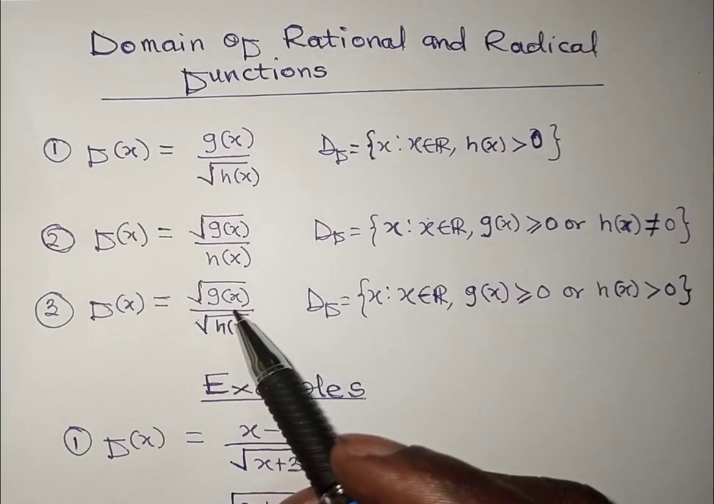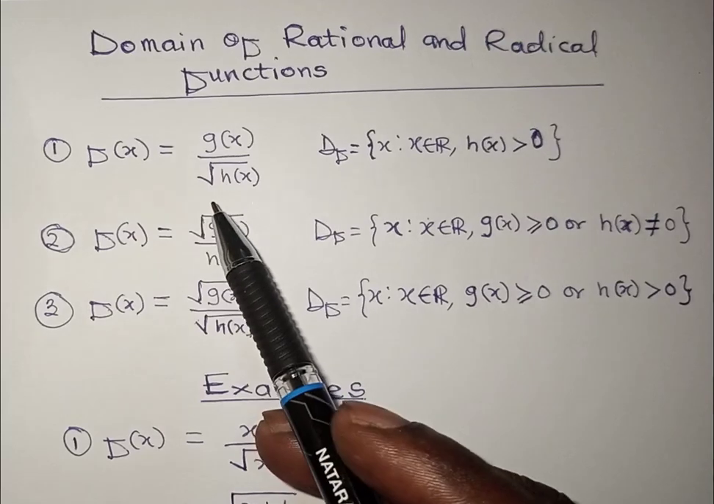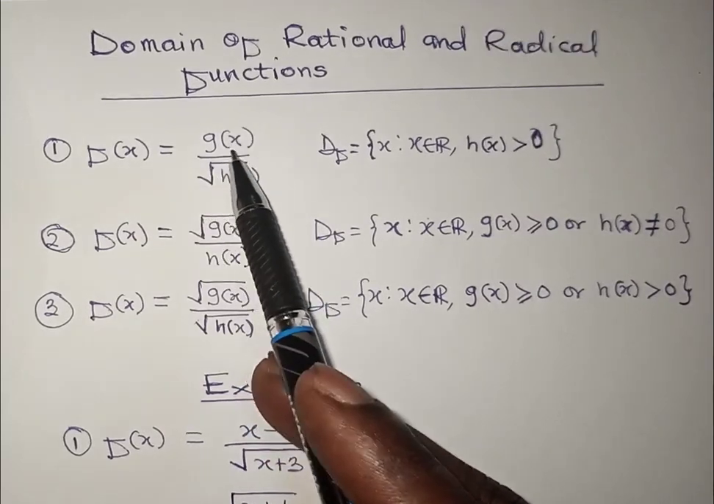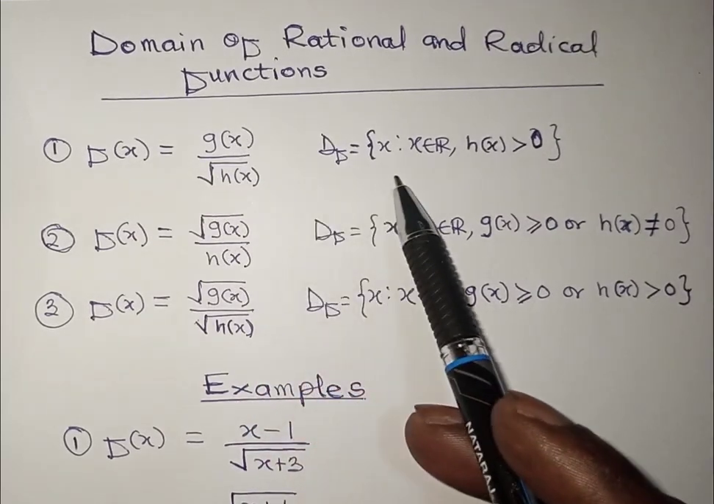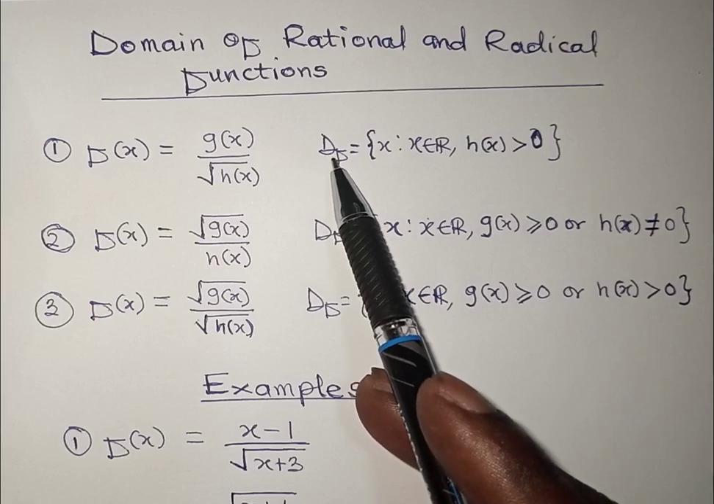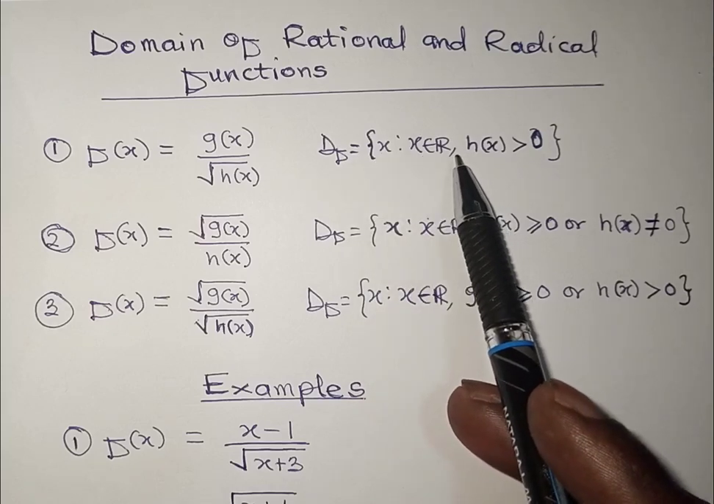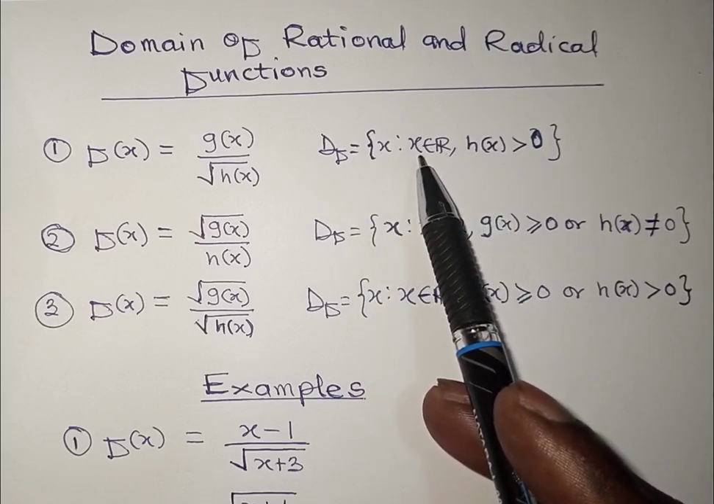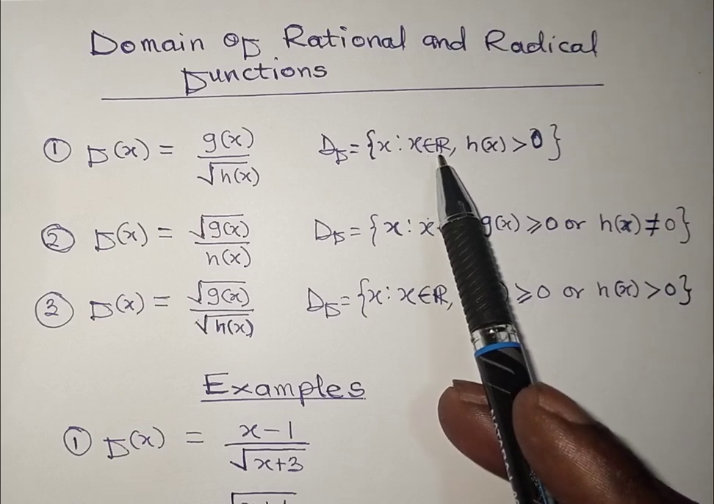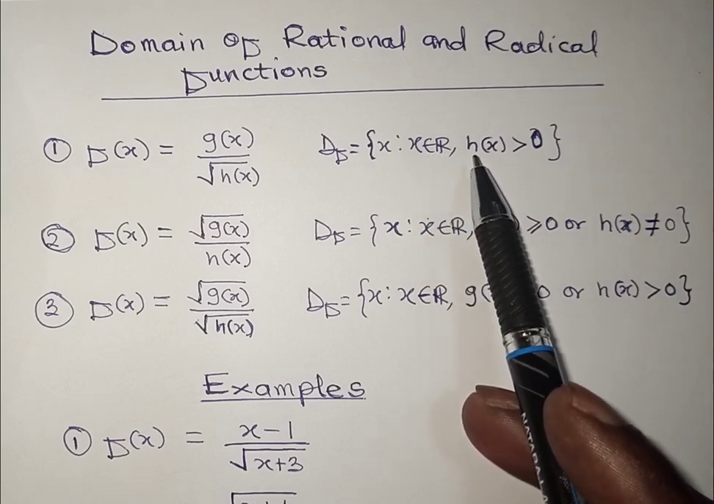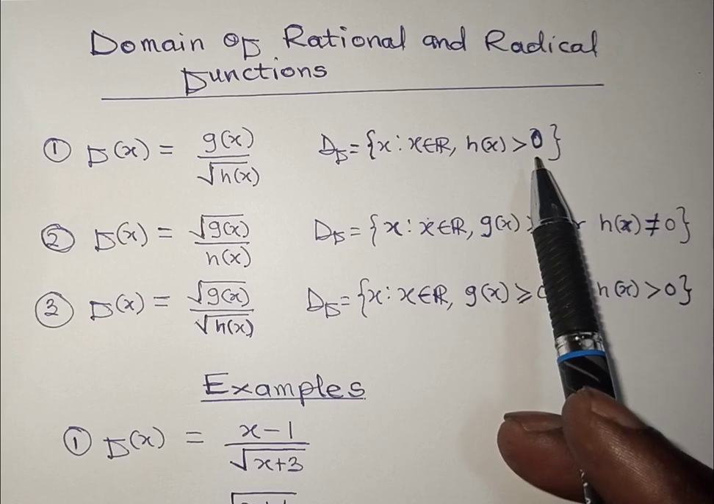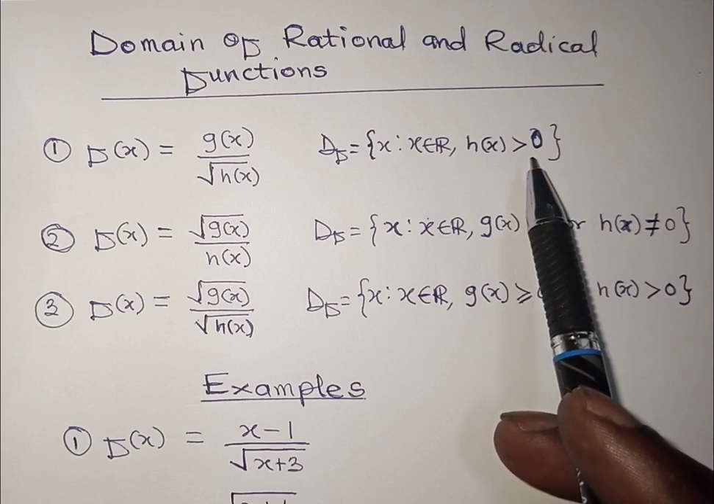So for the first one, we are given a function of this form to find the domain. Now let's look at how to find the domain. D subscript f, that means the domain of the function f, is given as x such that x is a member of real numbers, such that the expression under the radical at x should be greater than 0.